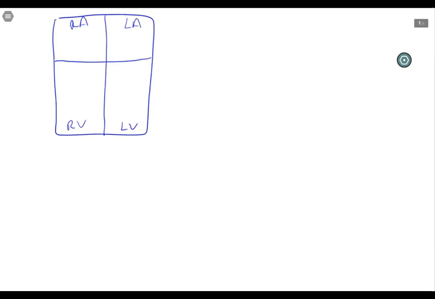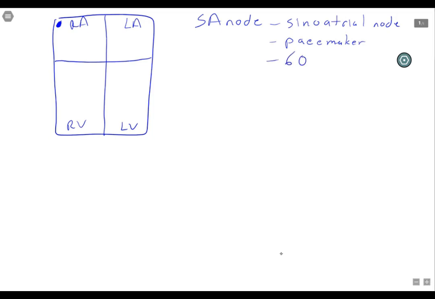Now the heart's electrical activity is going to start in the right atrium up here in the corner, in a collection of cells called the SA node, or the sinoatrial node. This collection of cells is just the fastest to depolarize in the heart. All the cells in the heart will depolarize, but because they're the fastest, all the other cells will follow this. So these are considered the pacemaker cells, and they will depolarize roughly between 60 and 100 beats per minute.